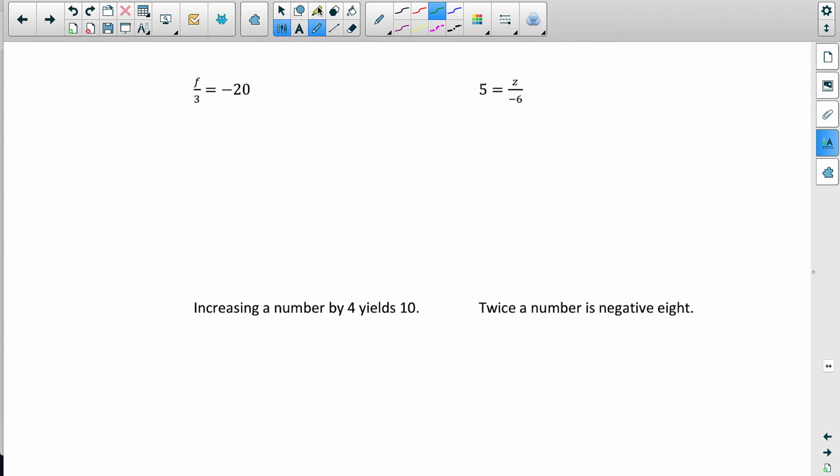We want to get the f by itself. So the problem is this 3 right here. How do we get rid of that 3? Well, what's the 3 doing to the f? It's dividing. This line right here means division. So we have to do the opposite. We have to multiply.